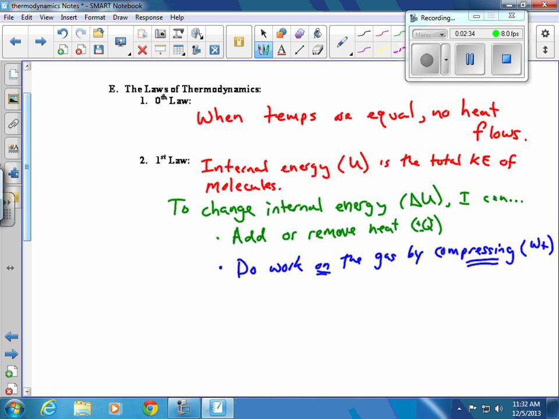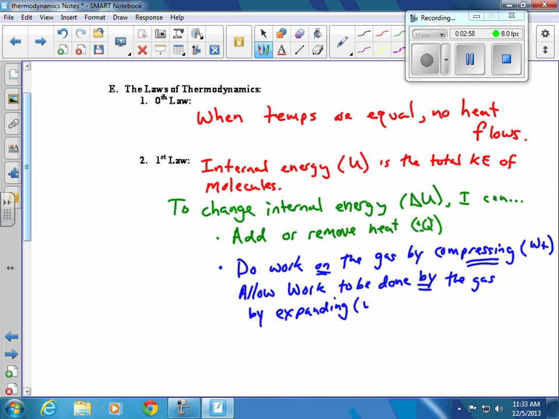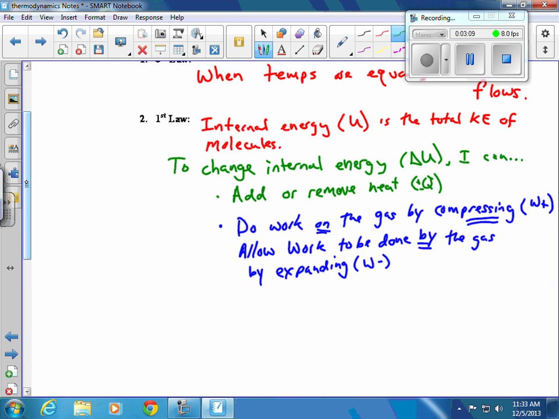The other way is to allow work to be done by the gas by expanding. In that case, work is going to be negative. When it expands, it cools. That can make delta U go down. We put it together, and we end up with the first law, which is delta U equals Q plus W.